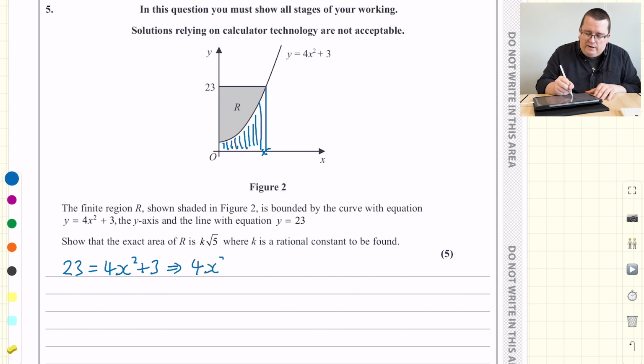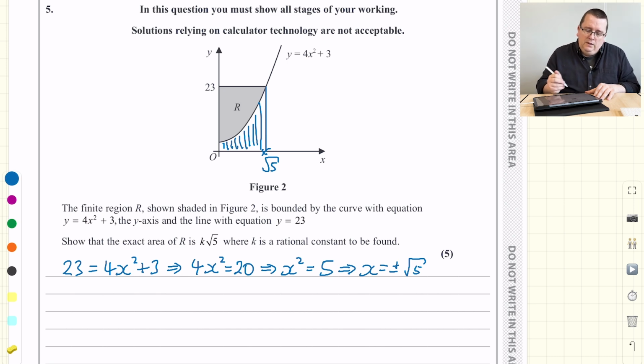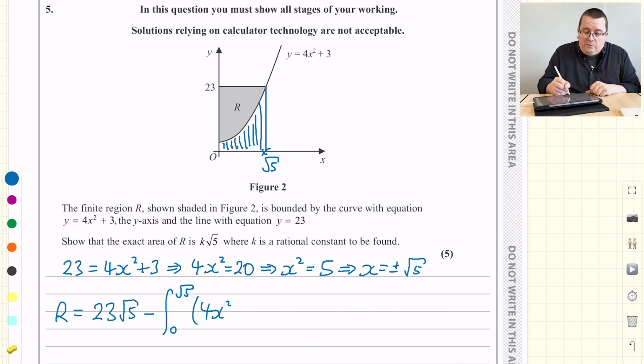I'm going to get 4x squared is 20. So x squared is equal to 5. So x is equal to plus or minus root 5. So this is positive root 5. So the region R is equal to the area of the rectangle, which is base times height, so 23 root 5. Then take away the integral between 0 and root 5 of 4x squared plus 3 dx. That's the area under the curve.